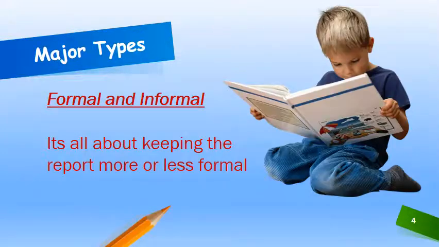In general, a report is of two major types, formal and informal. But it's all about keeping the report more or less formal. If we want to write a formal report, we need to follow 8 major points that will be discussed in the next slide in the outline. But if the topic is informal in nature, we just need to cover only the 4 major parts of the report.